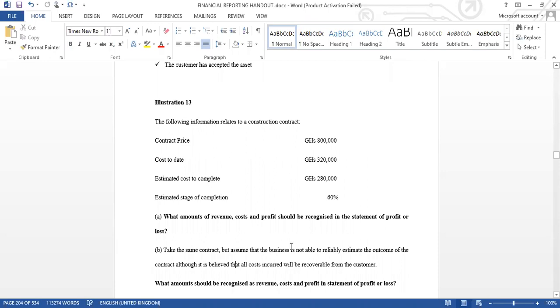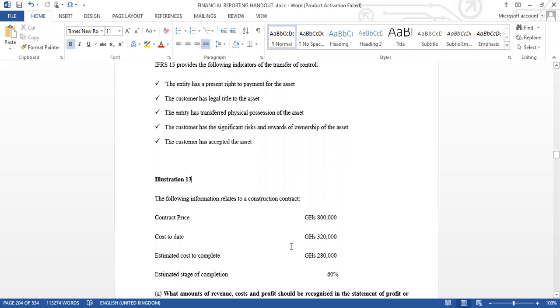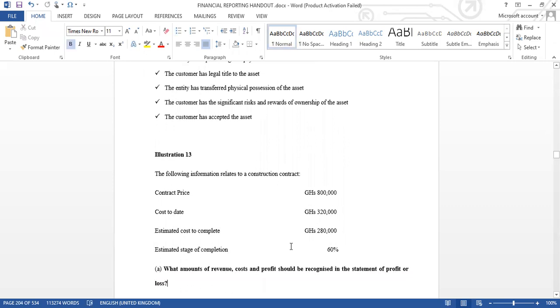Okay, so this is it. Illustration 13. Okay. So we said that the following relates to construction contracts. You have your contract price, you have your cost to date, estimated cost to complete, estimated stage of completion. And it says that what amount of revenue, cost, and profit should be recognized in the statement of profit or loss. Okay, so we see our price, we see everything. Okay, so here what we're going to do is to carry on with our 4-step approach.